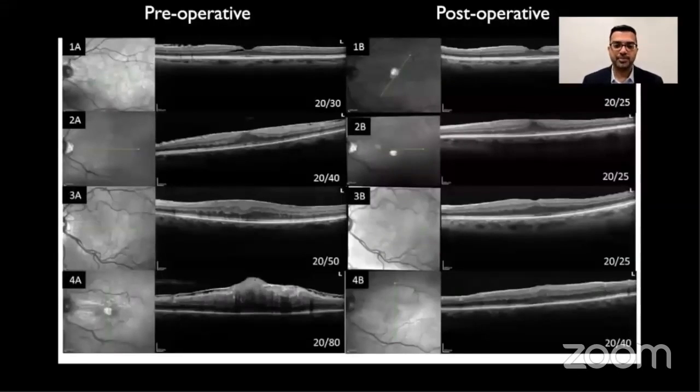Here are some representative examples of stage 1, 2, 3, and 4 ERMs preoperatively and postoperatively with significant improvement in the foveal contour and visual acuity.